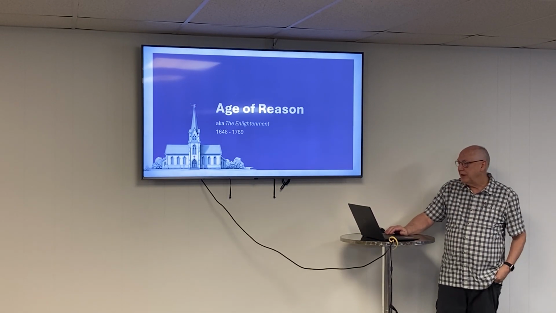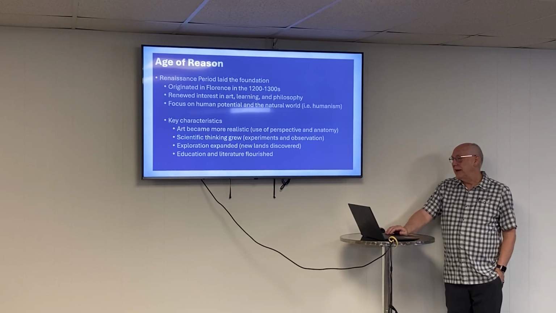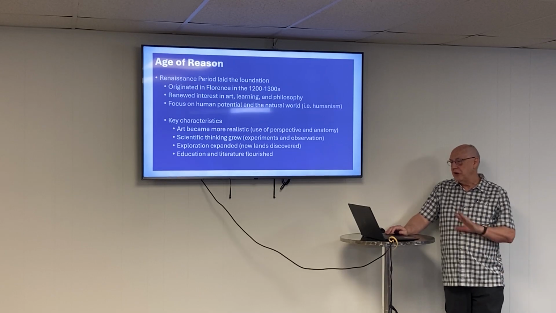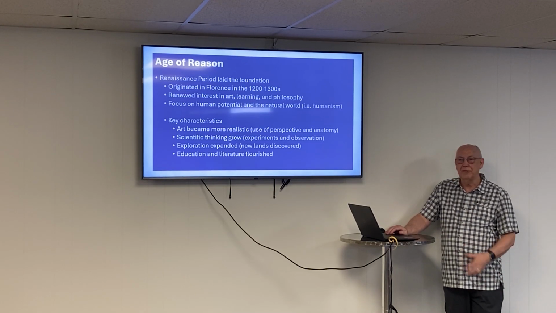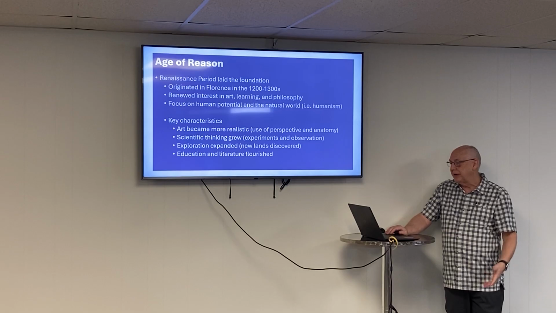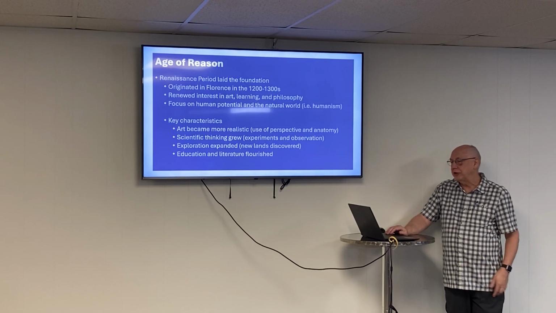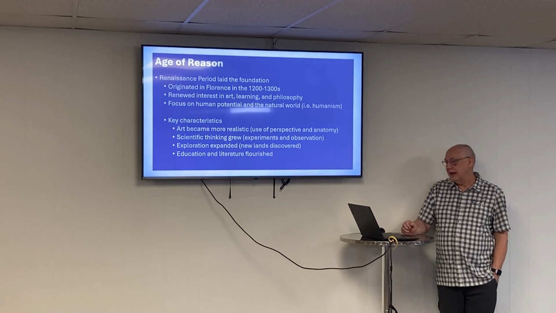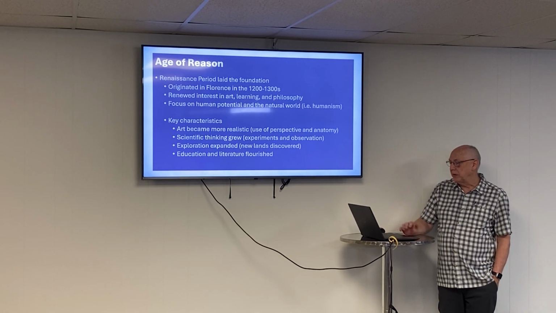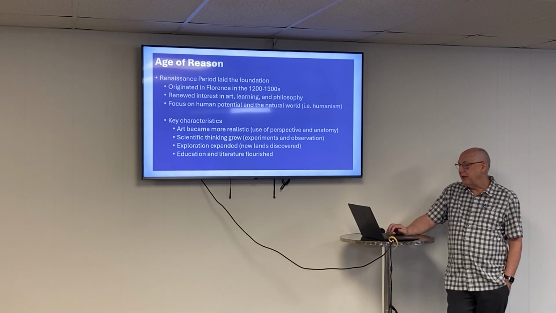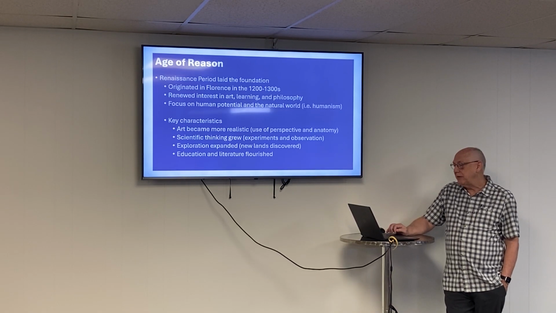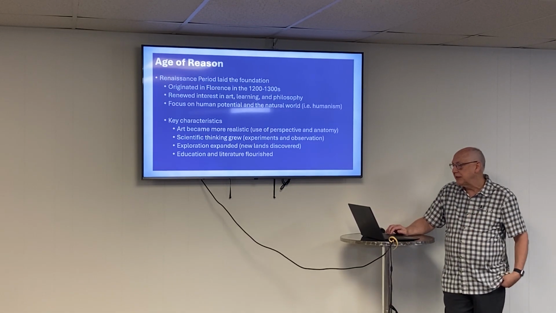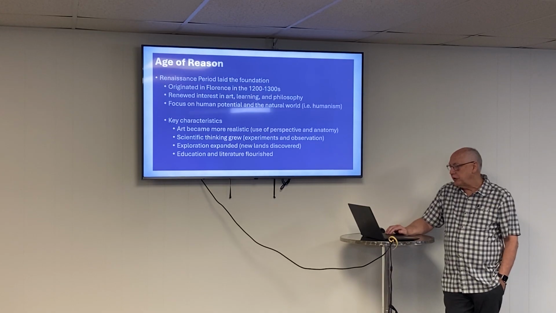We're rocking along here, 1648 to 1789. So this actually started in the Renaissance period, or the foundations were laid there. The Renaissance originated in Florence and changed how we viewed art, literature, music. A lot of things changed during the Renaissance period. But key characteristics there: art became more realistic, with use of perspective and anatomy, scientific thinking grew, and exploration expanded. The nations were starting to send out explorers to explore new lands. Education and literature flourished during this time period.